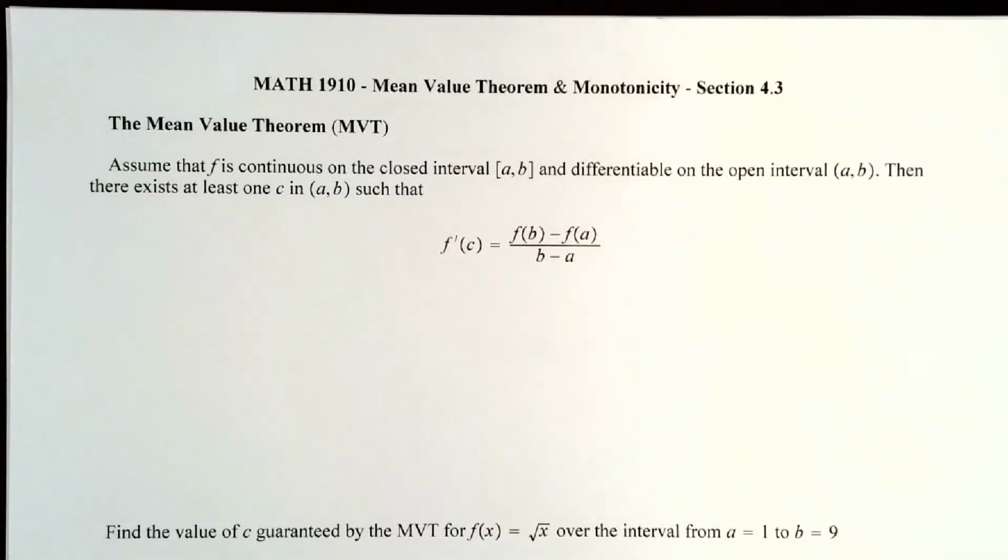Alright, we're going to look at the mean value theorem today and then talk about monotonicity, which is just a fancy word for talking about where functions are increasing or decreasing, basically. And I think we kind of already know the basics of how this is going to work as far as the increasing or decreasing part, but I wanted to talk about the mean value theorem first.